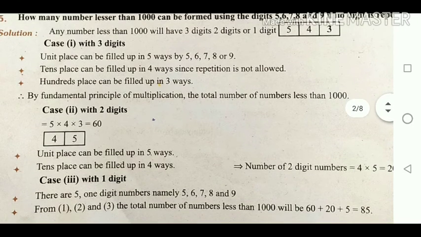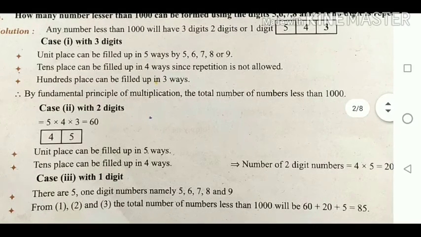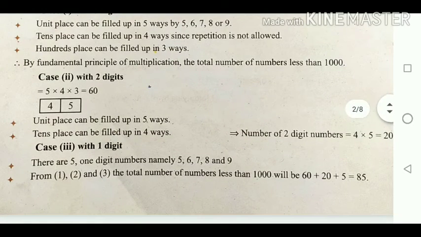Case 1, with a 3-digit number: the unit place can be filled in 5 ways, the tens place in 4 ways, and the hundreds place in 3 ways. By the fundamental principle of multiplication, it is 5 into 4 into 3, which is 60 ways of writing a 3-digit number using the digits 5, 6, 7, 8 and 9.